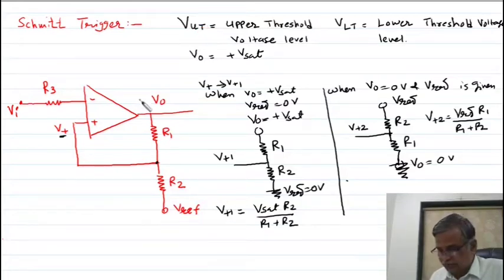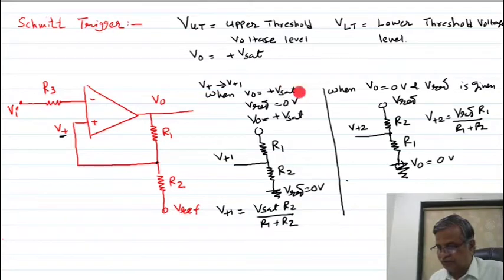We can calculate the value of the upper threshold voltage with the help of the superposition principle. First, I take VO equal to plus Vsat and V reference equal to 0, and calculate the voltage at this point, which I have written as V plus 1. Second, I take VO as ground and apply V reference, and calculate this voltage, which is called V plus 2.